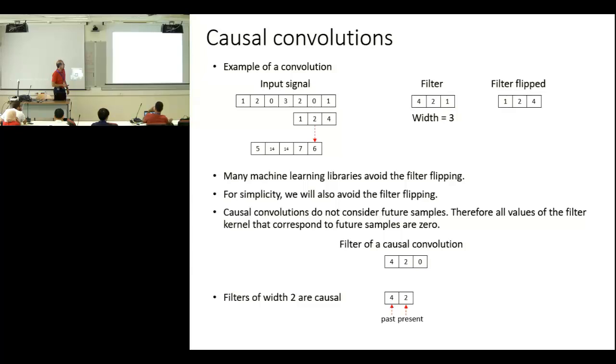Causal convolution. The causal convolutions do not consider future samples. For example, in that example, we consider this is our time step. We also consider sample 1, which is in the future. So this convolution here is not considered as causal. In the original version of WaveNet, we use filters of width 2. So this is the present and this is the past. So by construction, the filter does not have weights in the future, so it is causal by default.